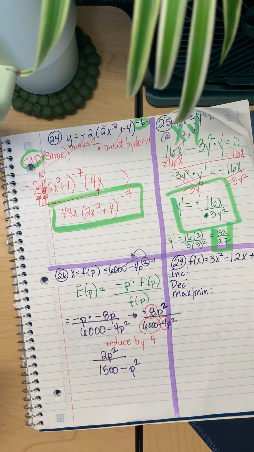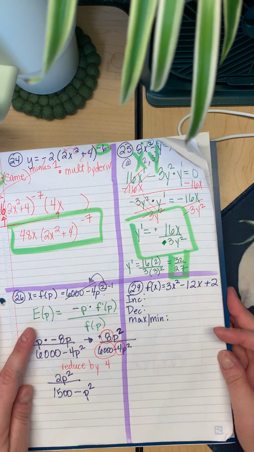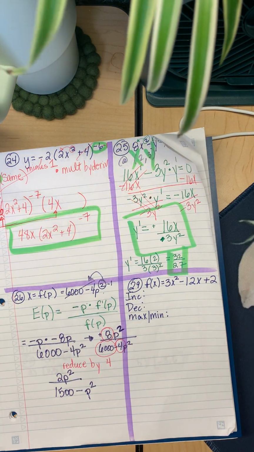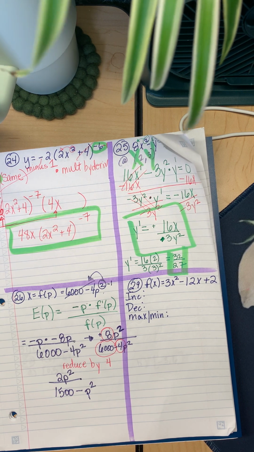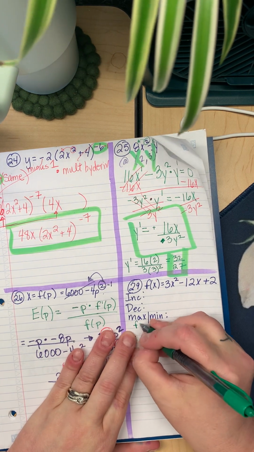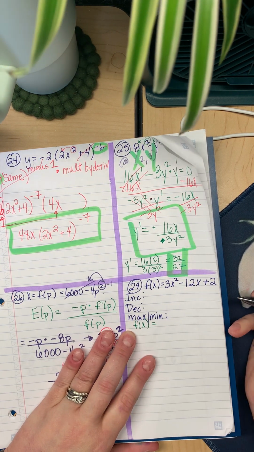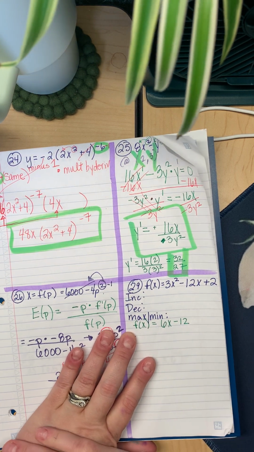Gosh, okay, one more and then I'm going to stop making videos. Okay, let's look at 29. It says increasing, decreasing, maximum, and minimum. So I'll give you a formula sheet, but basically we take the derivative. The derivative is 6x minus 12. Okay, good.